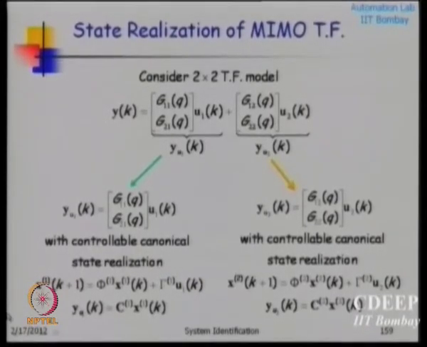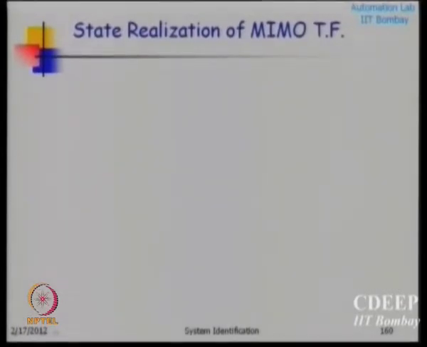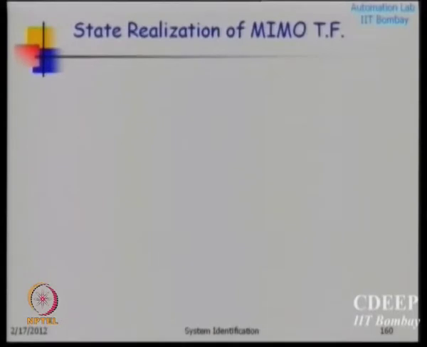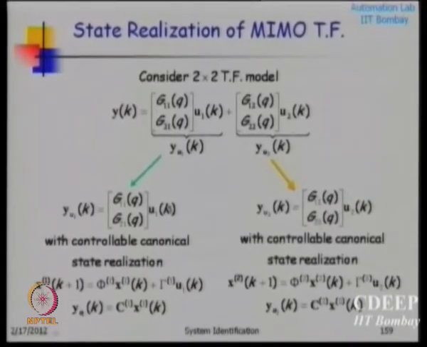Okay, is this okay? I have 2 things, and then I am going to stack x1 and x2. Go back here and see what we have done. We have split this, there are 2 additive parts. One is the effect of u1 on y, the other is the effect of u2 on y. For this component, we have developed one state realization.